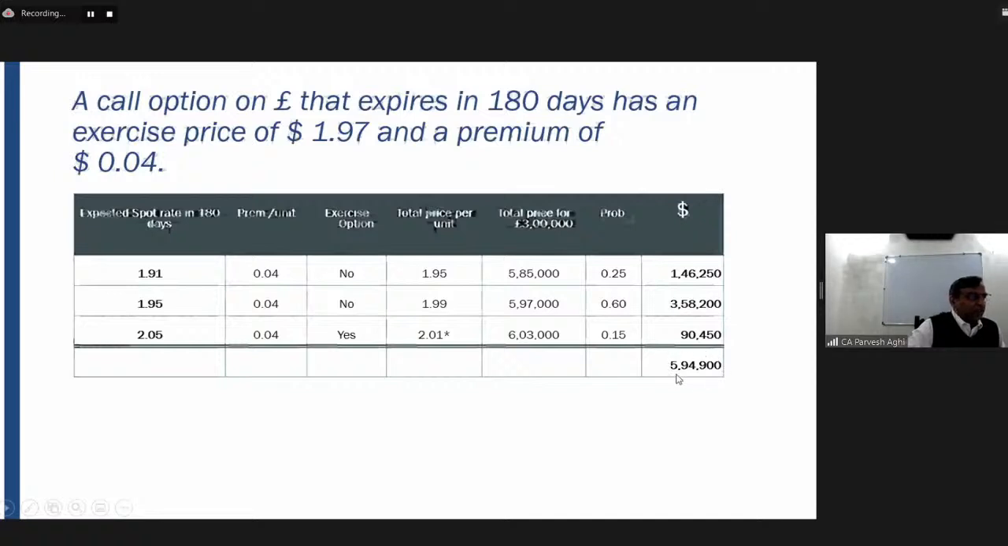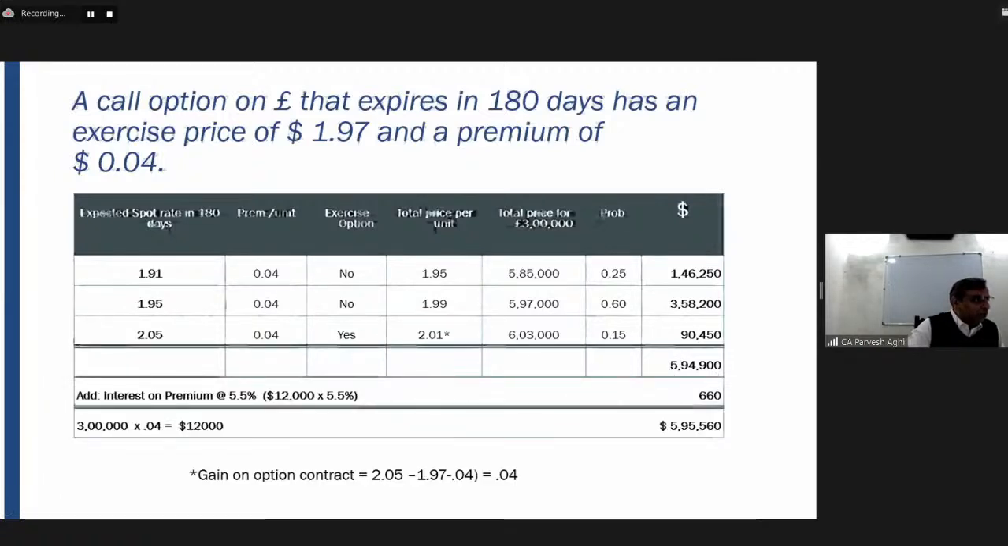So this is the chance. If you take an option contract, the chance is that you will be paying 5,94,000. So how has it been arrived at? Look at the gain on the option contract. Here the rate closed at 2.05, and 1.1 minus 1.7 was basically the exercise price. So this minus 1.95 minus the premium. That means you're still making a 4 paisa gain. So this is the gain which you have made.